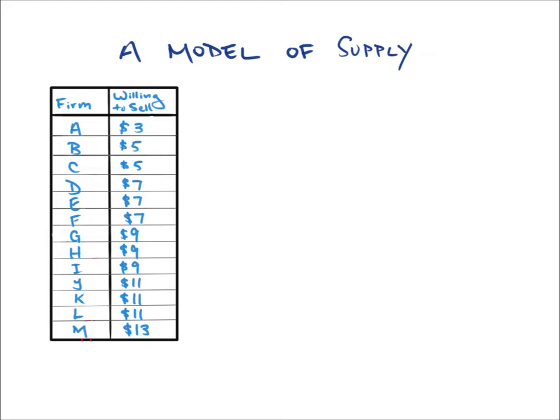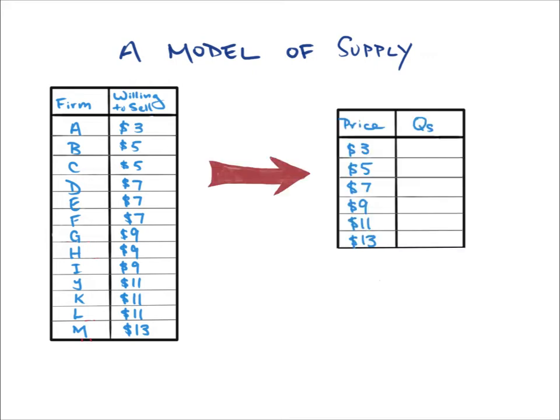For whatever reason, there are different costs for different firms, and they are willing and able to sell hamburgers at different prices. Okay, so from this very simple model of a bunch of sellers who are willing to sell at different prices, we can count up the quantity supplied at each price. So Q with this subscript S. That's quantity supplied.